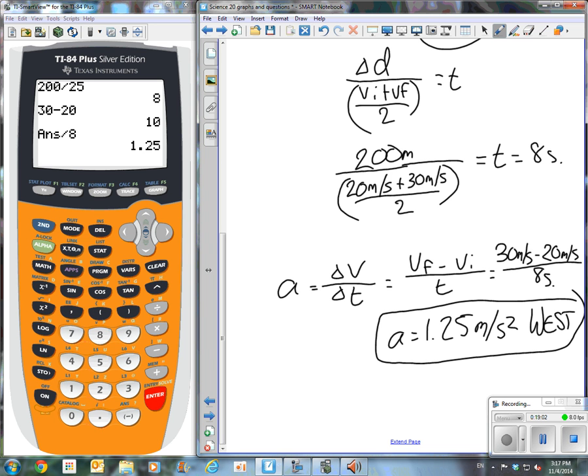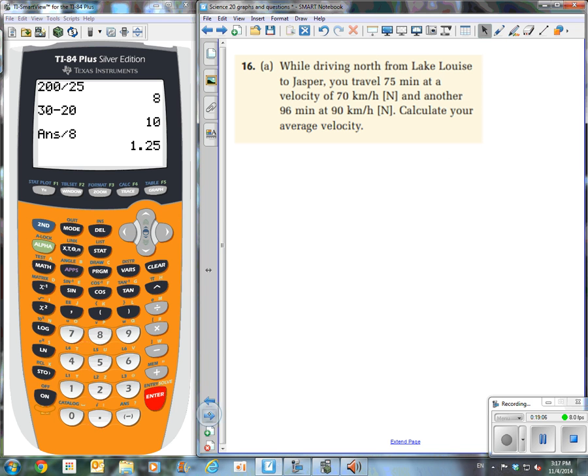Beautiful. 2 calculations, 2 answers. It looks lovely. All right, 16. While driving north from Lake Louise to Jasper, you travel 75 minutes at a velocity of 70 kilometers per hour and another 96 minutes at 90 kilometers per hour. Calculate your average velocity. Okay, so here we go.